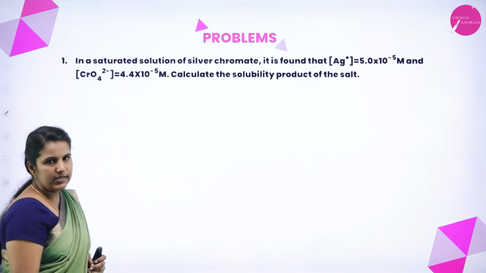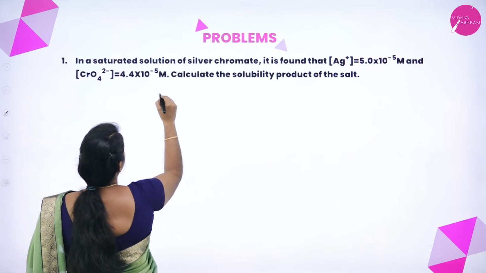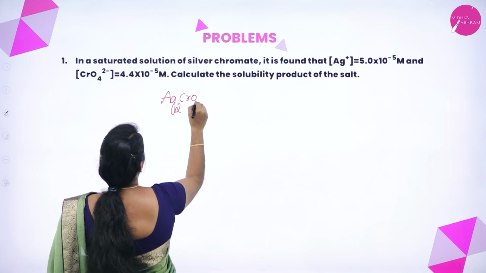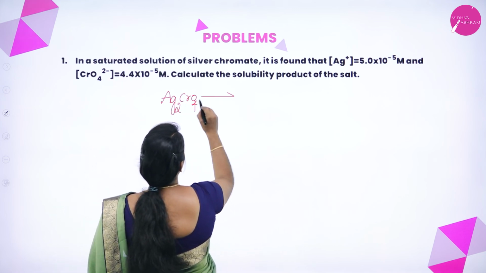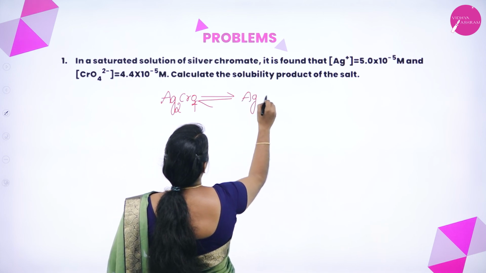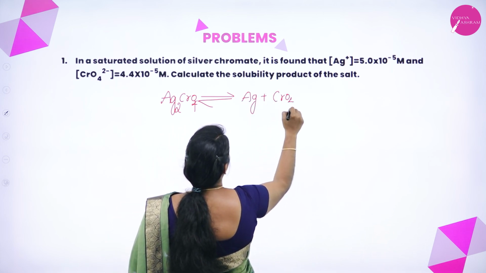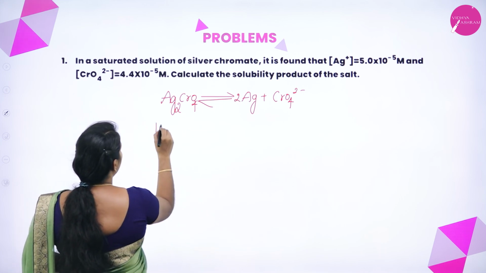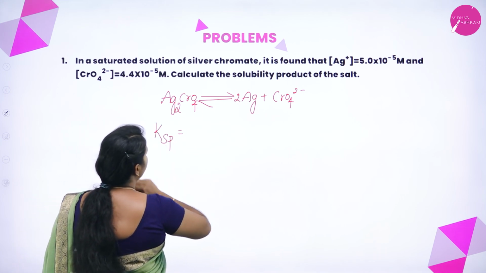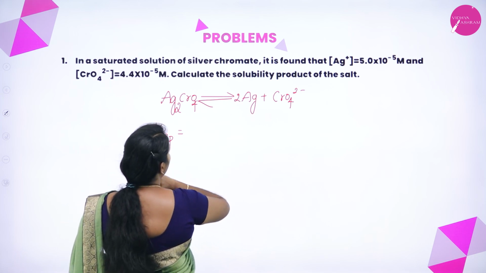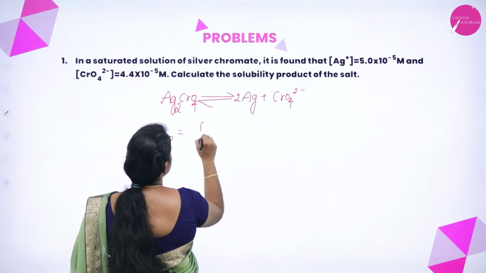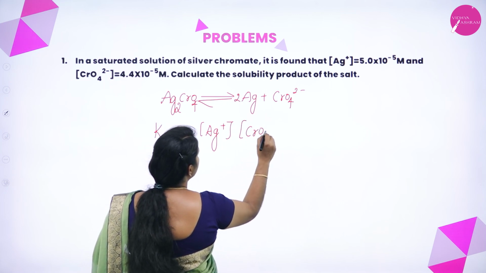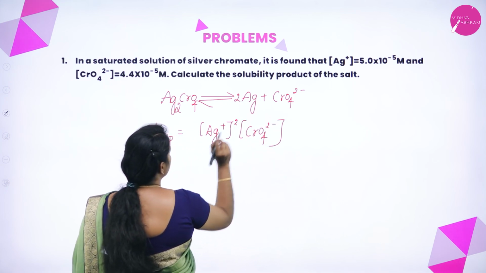Okay. To solve this numerical, first we need to write the balanced chemical equation for silver chromate, that is Ag2CrO4, which ionizes to give Ag plus and CrO4 2 minus. In order to balance this, I'll write 2. Now, the solubility constant for the above equation is obtained from the molar concentration of the products: the molar concentration of Ag squared into the molar concentration of the chromate ion.